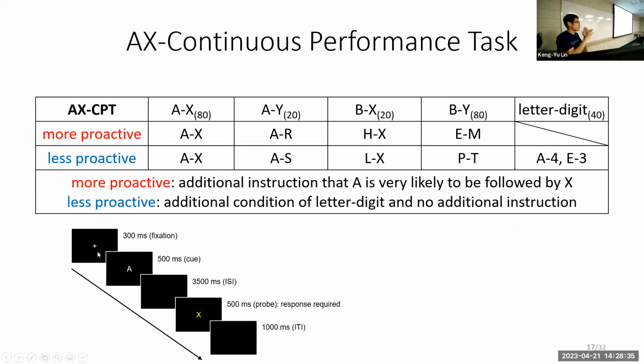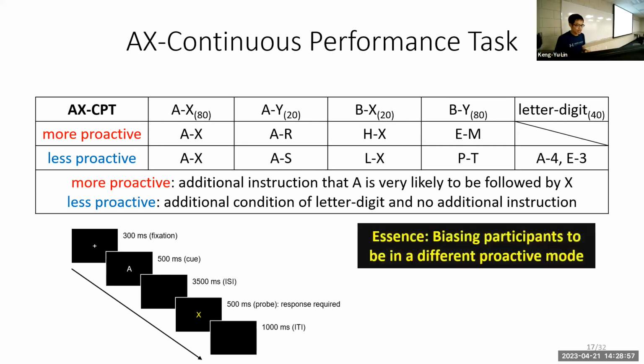First, participants will see a fixation to remind them to look into the center of the screen. And then the cue would pop up, followed by a blank. Then the probe would come up. Upon seeing the probe, they have to respond to it, right? So the essence of our manipulation is to bias participants to be in a different proactive mode so that they can use proactive control to different extents, right? That's how we manipulate proactivity tendencies in the experiment.